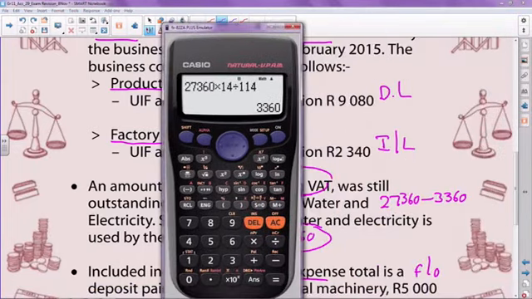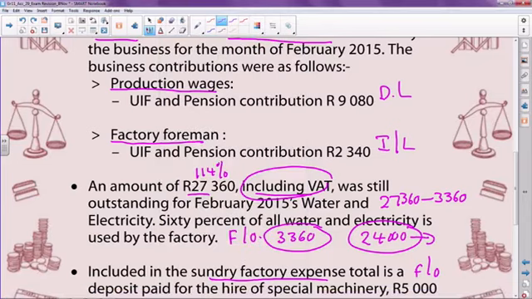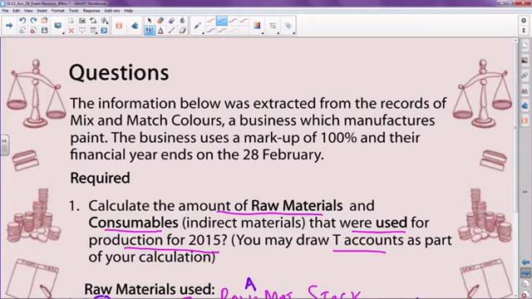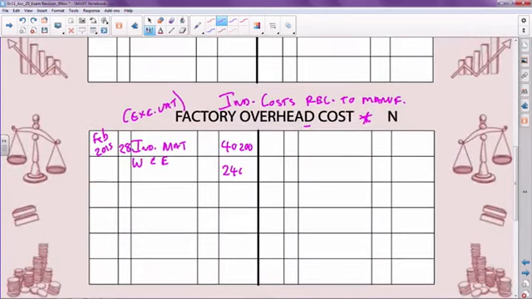Right, so let's do the calculation. So water and electricity, 27,360 minus the VAT portion, 3,360 to give us 24,000. So without VAT, my water and electricity amounts to 24,000, and this is the amount I'm now going to use in my factory overhead note or ledger account, 24,000. So let's enter that amount, 24,000. Okay, right. Now let's move on to other expenses relating to the factory.